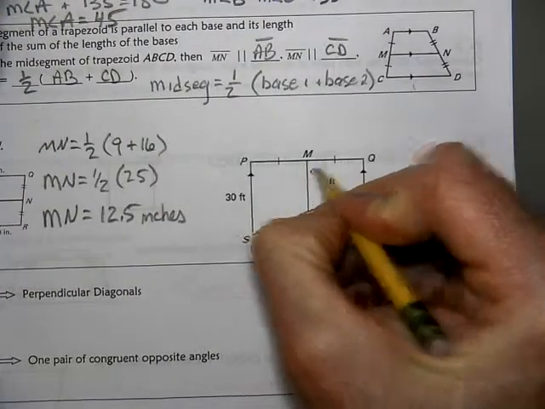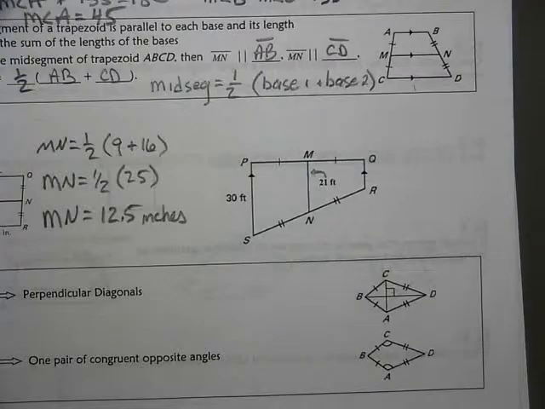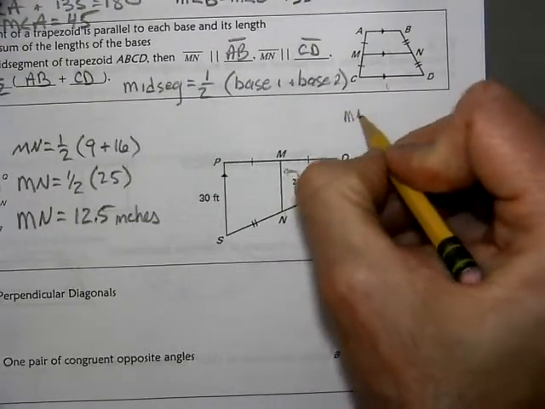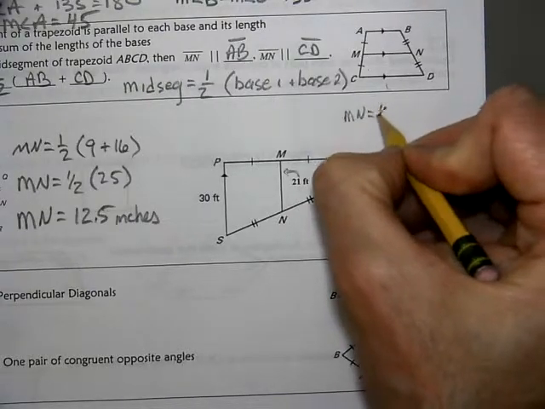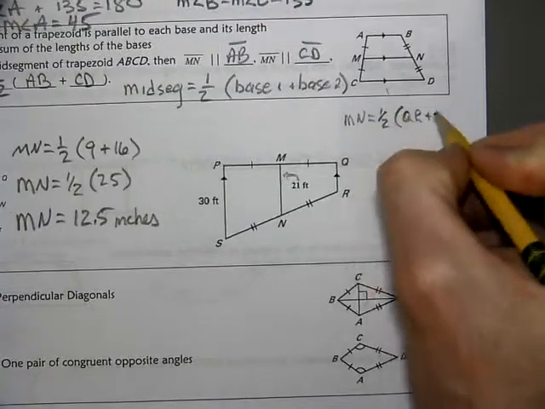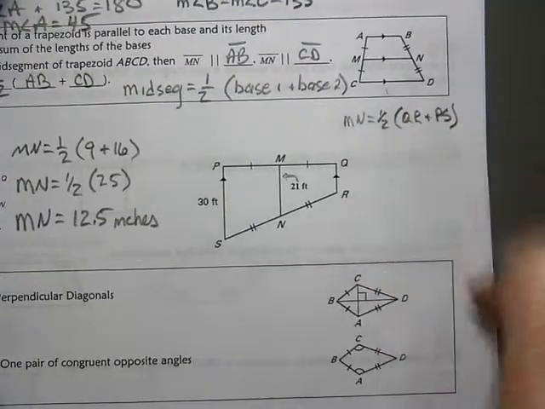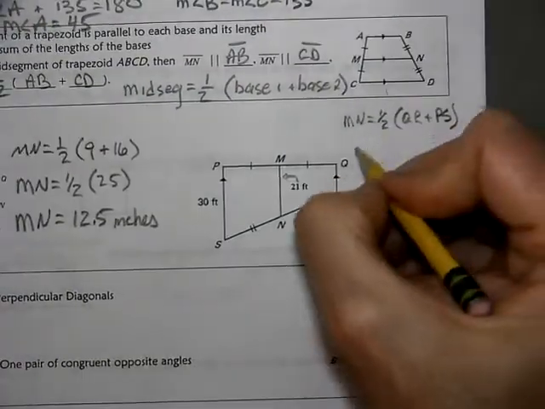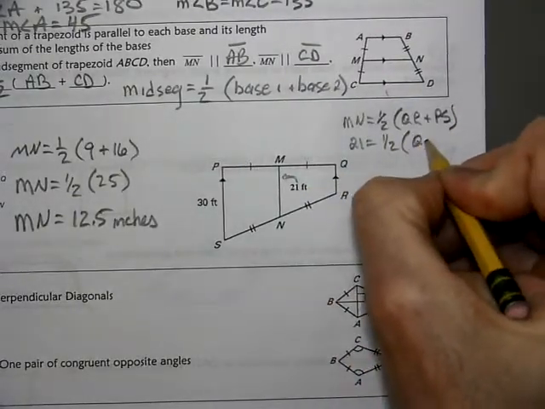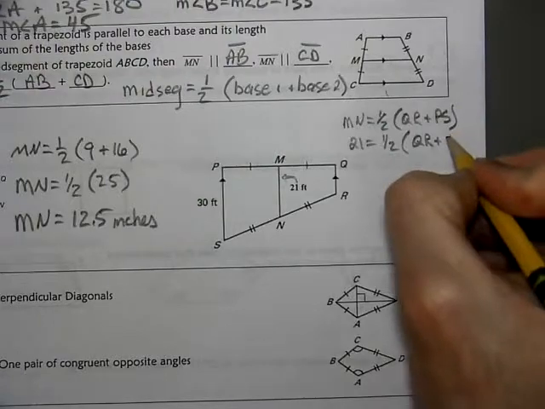On this side, our 21 is our mid-segment. Remember that we have MN that is supposed to be equal to half of base 1, which is QR, and base 2, which is PS. Well, the mid-segment is 21. QR is your unknown. PS is 30.